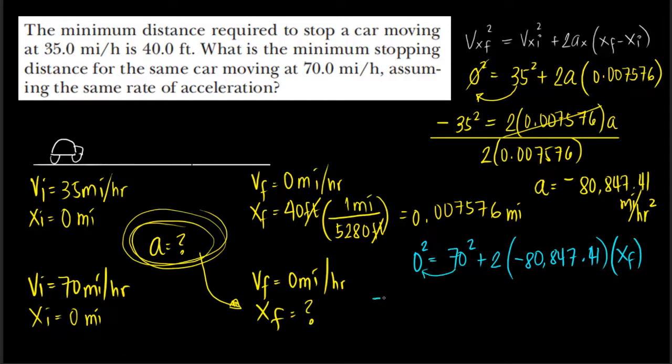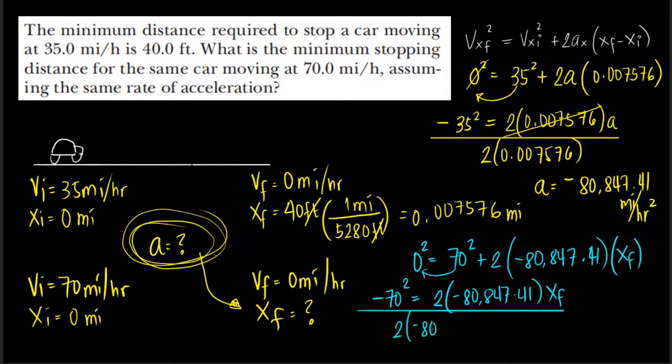So once again, it becomes negative here. Equals 2 times negative 80,847.41 x of f. And to get rid of that part of the equation, we divide by 847.41. It cancels. Now, we have a value for x of f.